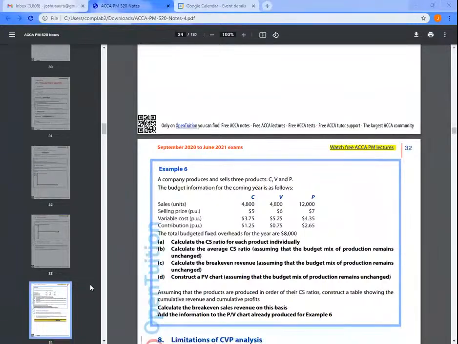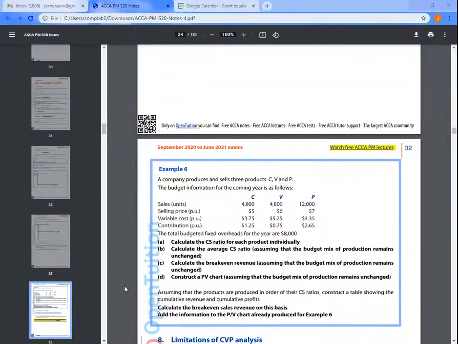What are they able to get here? Ladies and gentlemen, calculate the CS ratio for each of the products.